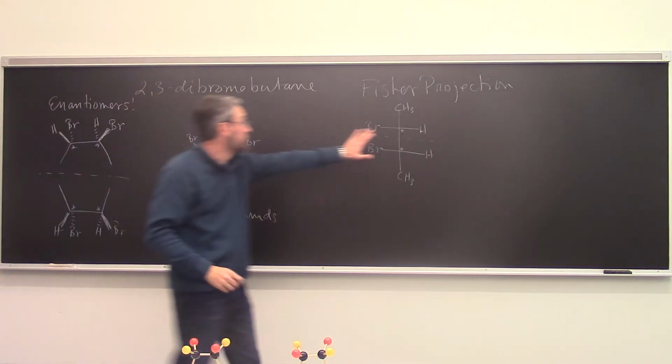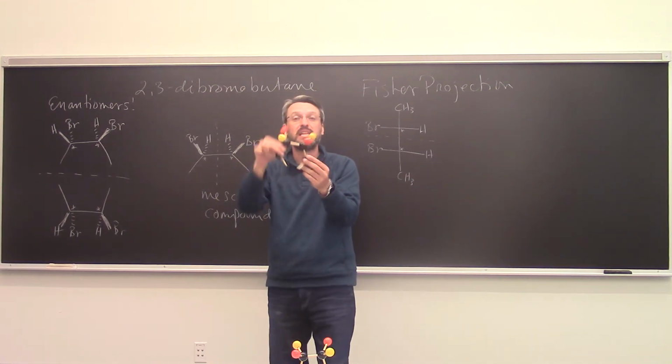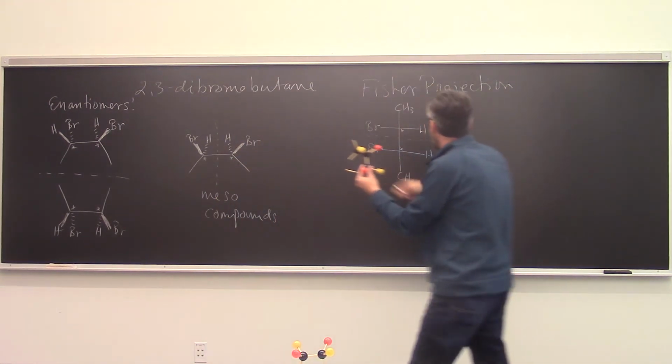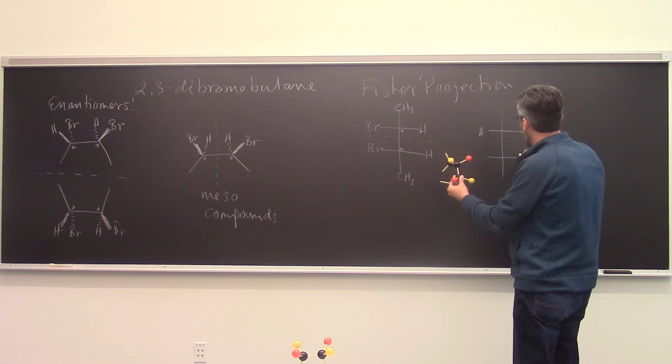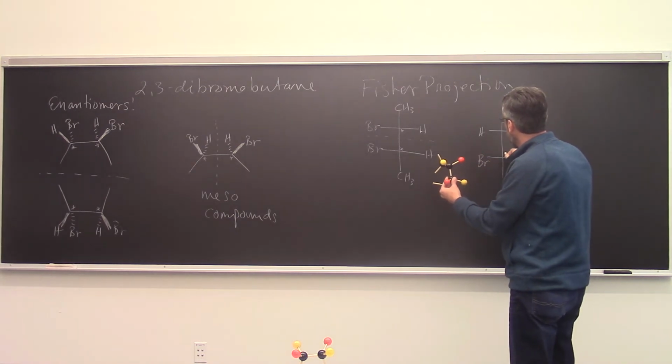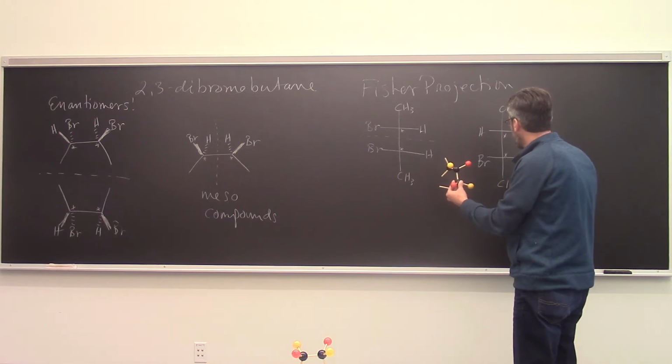And again, if I wanted to draw the Fischer projection for those, I would now take this one that's eclipsed and flip it this way. So I would have this hydrogen, this bromine, this hydrogen, this bromine. Again, these are my two chirality centers, and then the methyl on top and methyl on the bottom.